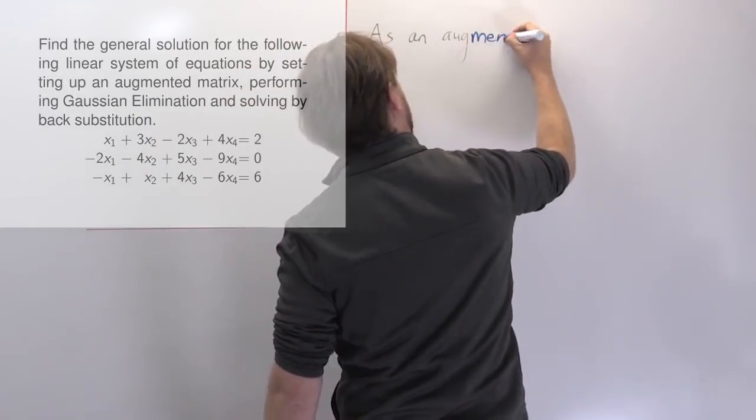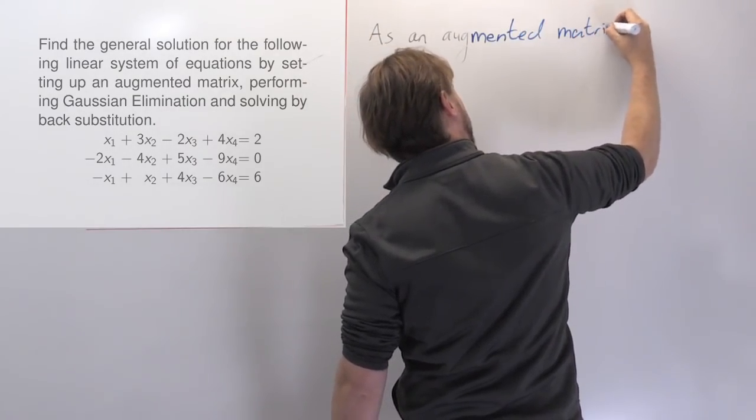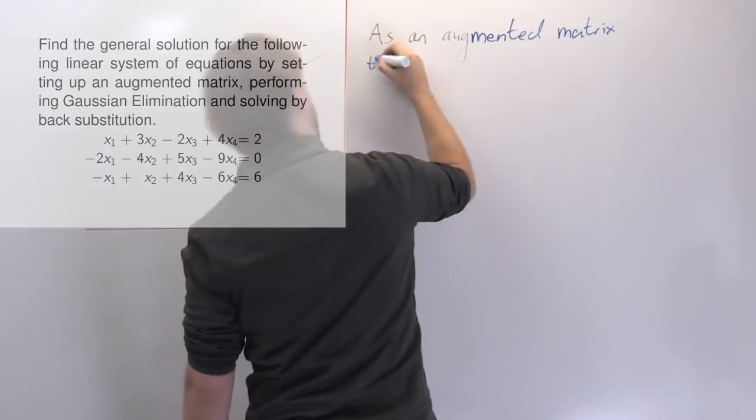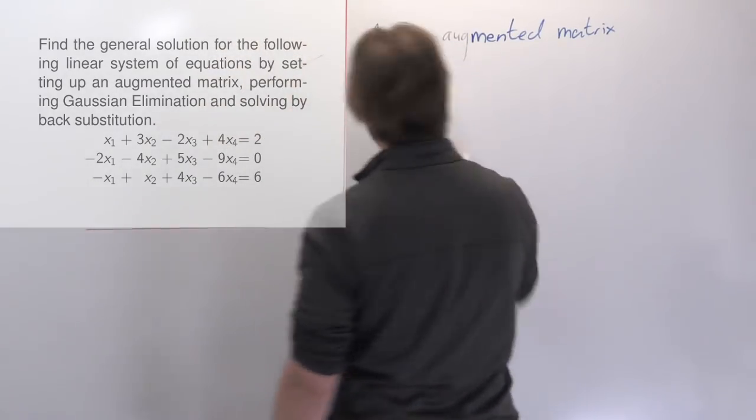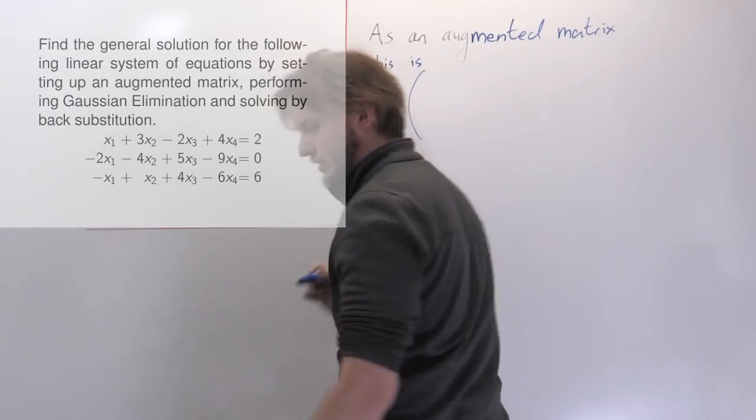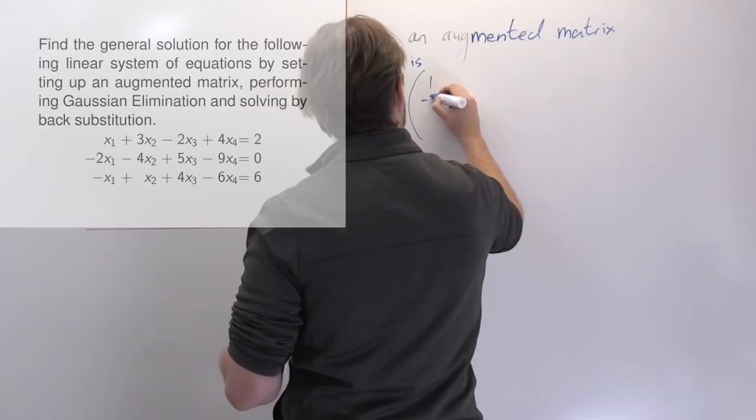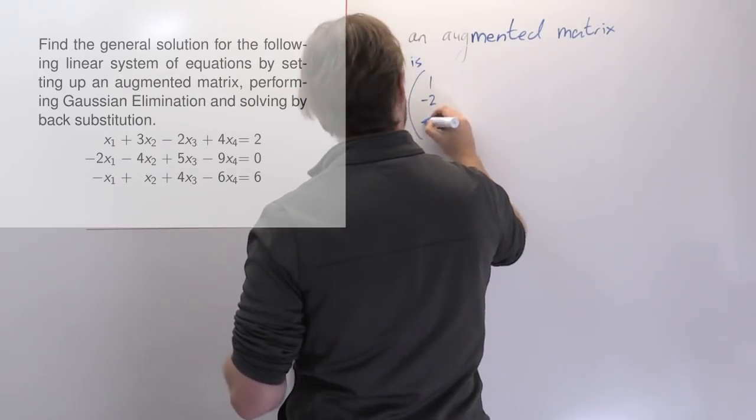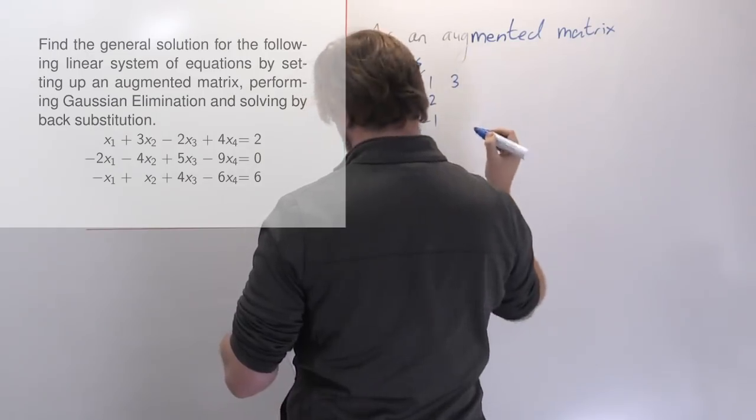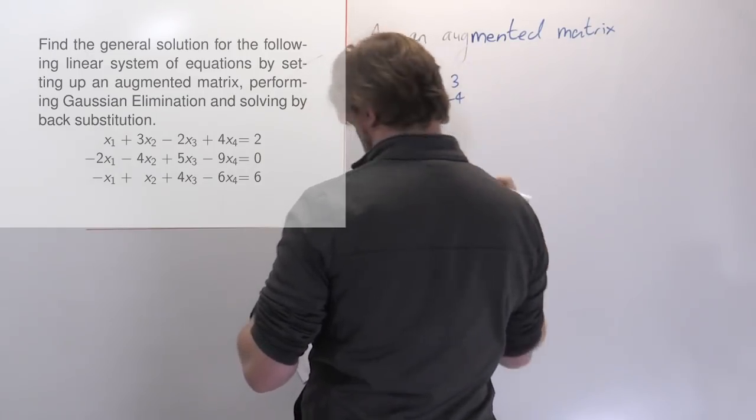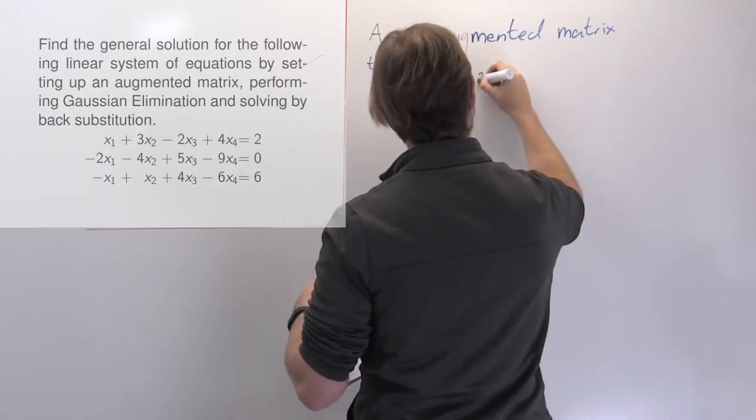So as an augmented matrix, the system of linear equations is, and here's where you have to be very careful. You want to make sure you do get the right coefficients. If you don't get the right coefficients, you're not solving the right problem. And there's a high chance that it won't actually have a very nice solution.